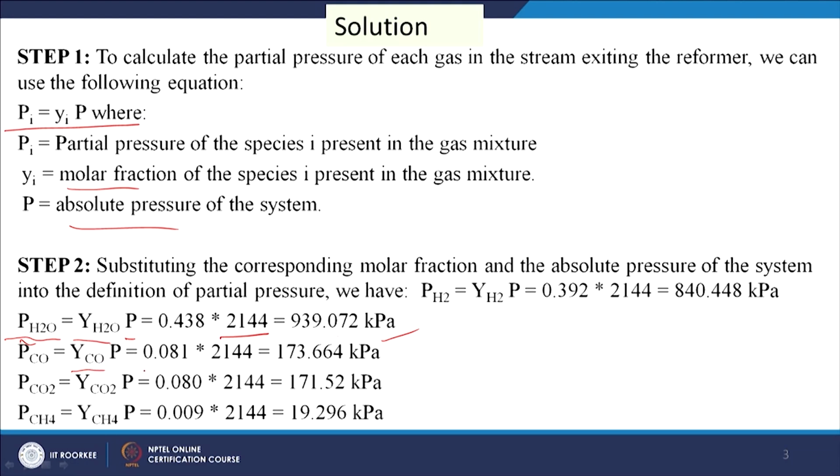Similarly, for carbon monoxide, the mole fraction of carbon monoxide into total pressure. So, we are having 0.081 into 2144. So, 173.664 kilopascal. Similarly, for carbon dioxide, partial pressure is equal to y_CO2 into P. So, that is equal to 0.080 into 2144. So, 171.52, and similarly for methane, that is equal to 0.009 into 2144, that is equal to 19.296 kilopascal.